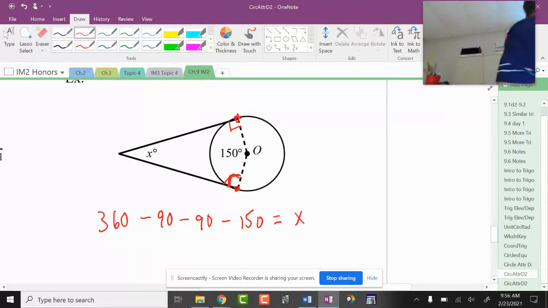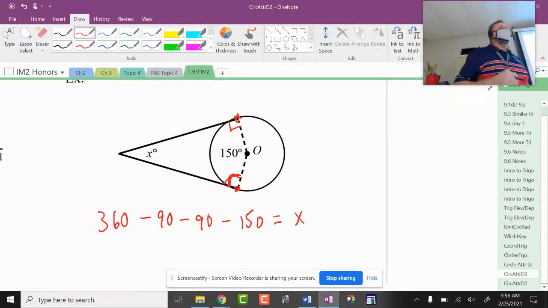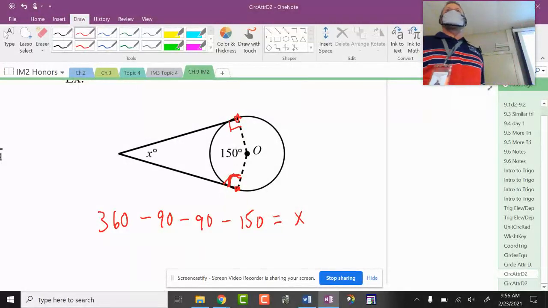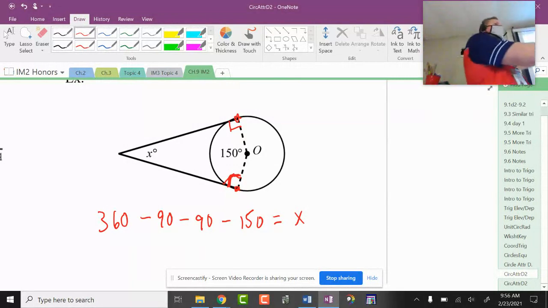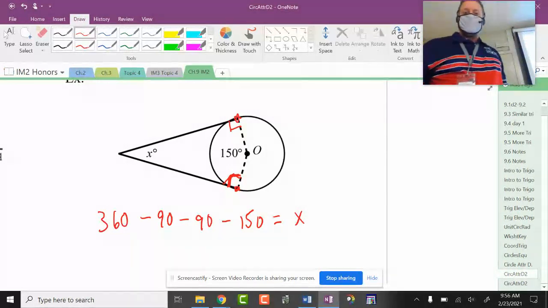Just as the bell's about to ring, which it is, the very beginning questions deal with a radius hitting a point of tangency, but it's actually a Pythagorean theorem question.